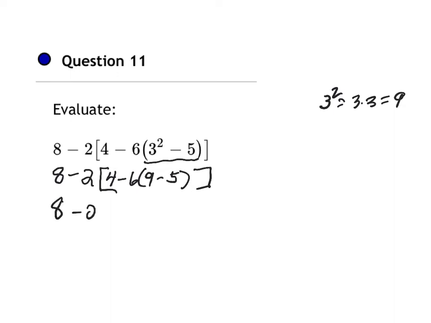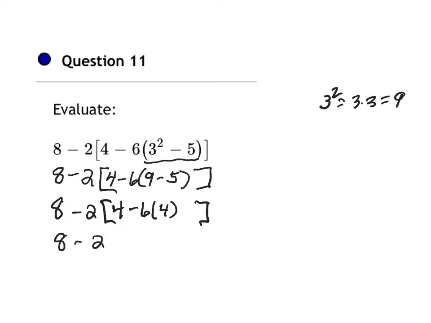8 minus 2 times my brackets here. And within the brackets, I go to the parentheses. 4 minus 6. Notice how that 6 is right beside the parentheses. That means once I get what's in parentheses down to one number, I multiply it times that 6. So 9 minus 5 is 4. So it's getting smaller. 8 minus 2.